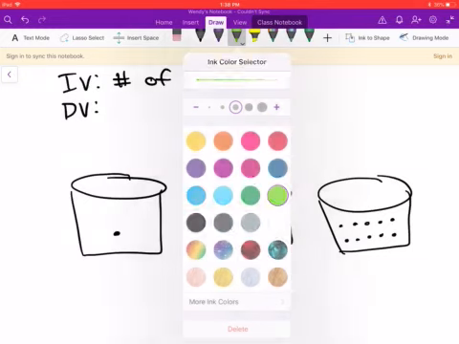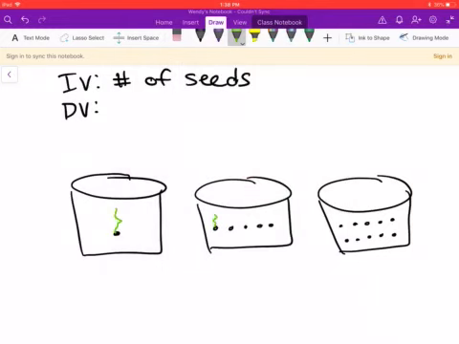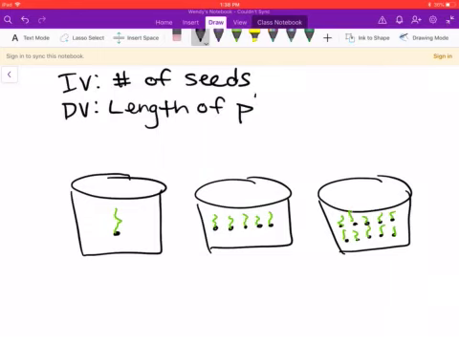So in this case, what I want to know is, how does the number of seeds in a pot affect the growth of the plants? So what I'm going to measure is the length of the plants. If I could spell. Because the dependent variable depends on the number of seeds.